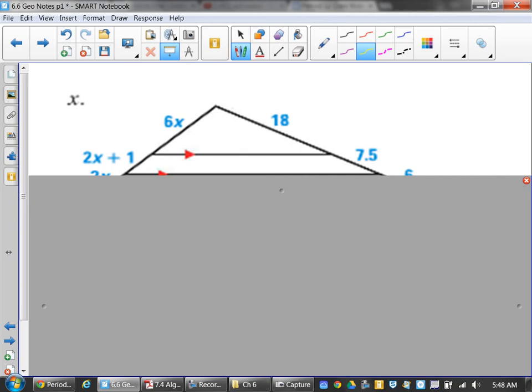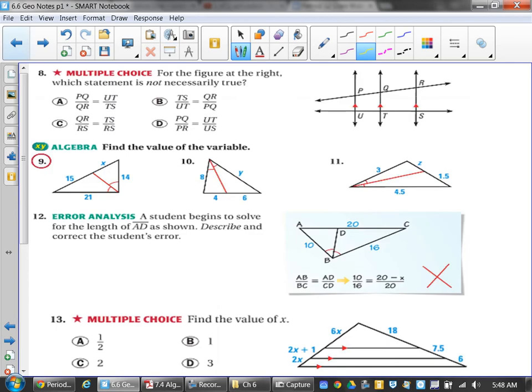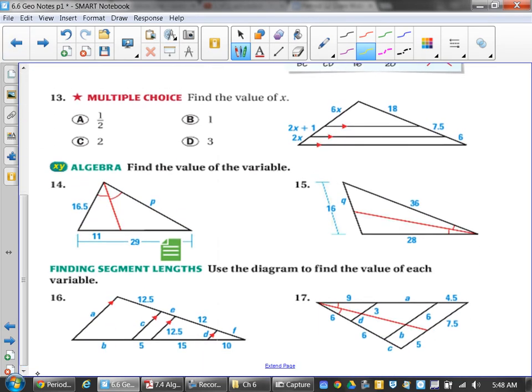You've got your natural fraction bar here, and just set it up. Either way is going to work out the same. You have your 6x, 2x plus 1, 18 over 7.5. Cross multiply and solve. Don't forget when you distribute to both terms.